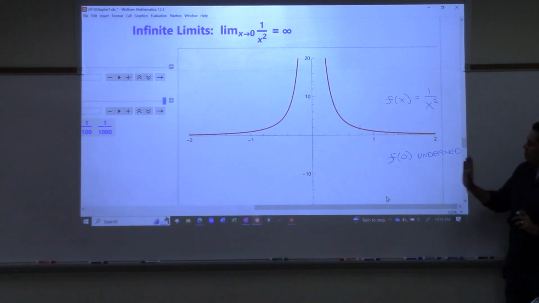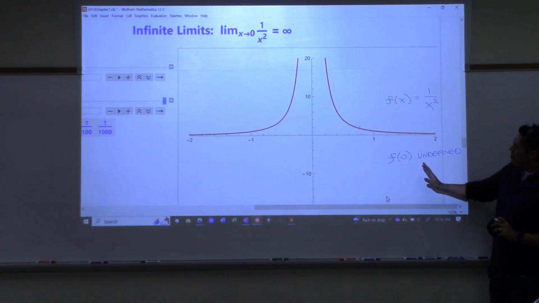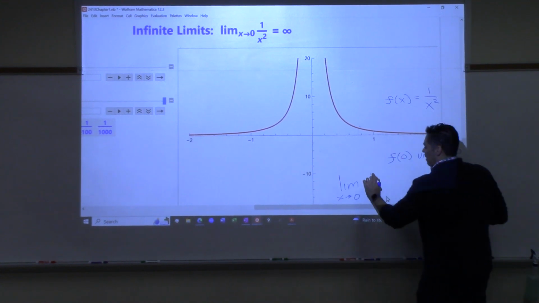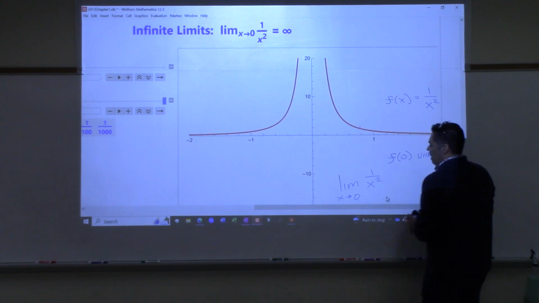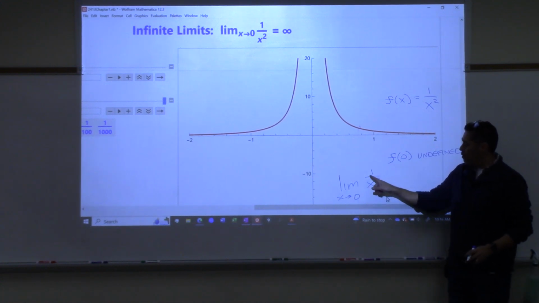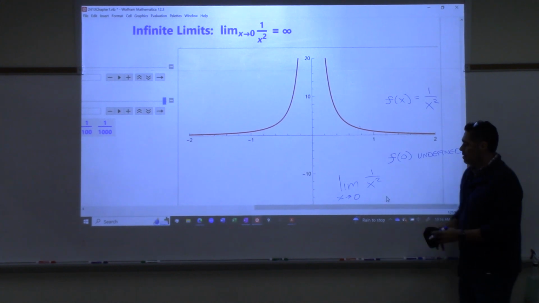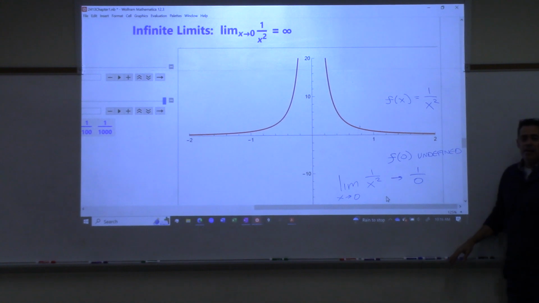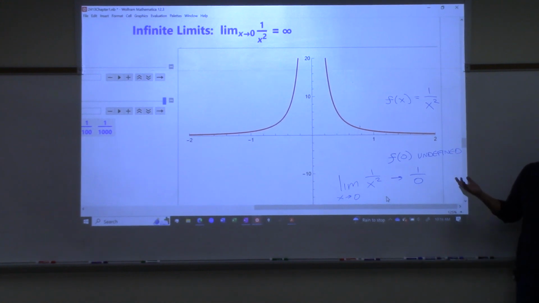So now, if you look at this situation, if I were to take the limit as x goes to 0 of that function 1 over x squared, the first thing I would do is direct substitution. I get 1 over 0, which is undefined. So this would be 1 over 0. That is, I don't know yet. It's not bad algebra. I don't know yet.